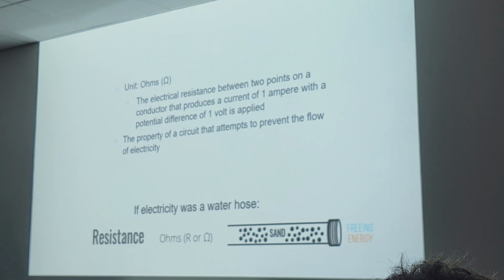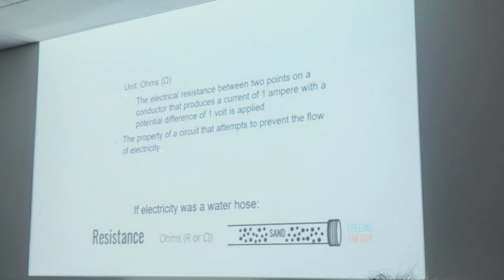Or more accurately, you know how a hose freezes during the winter? That would be resistance. So resistance is measured in ohms. It's a property of a circuit that attempts to prevent the flow of electricity from happening.